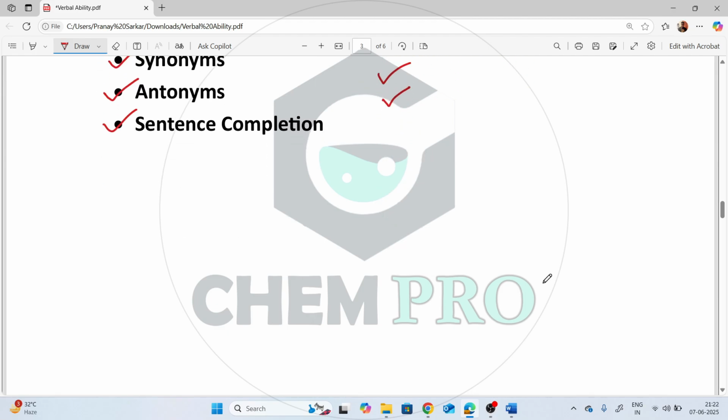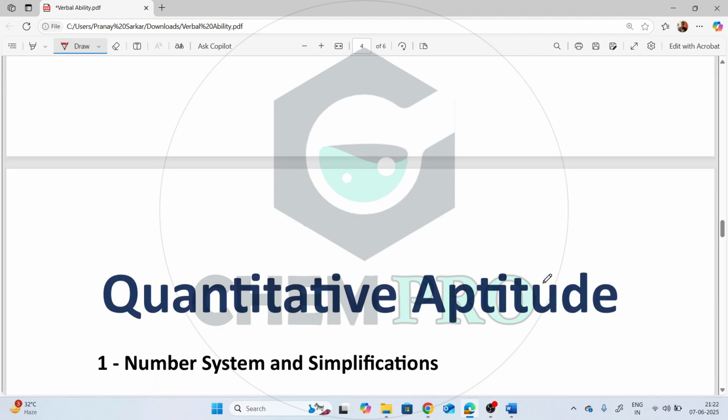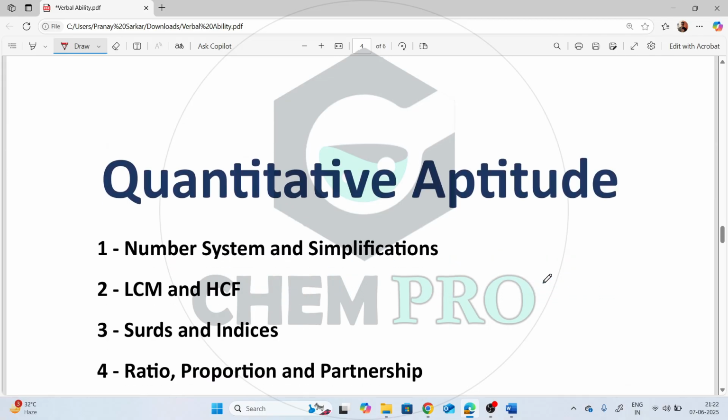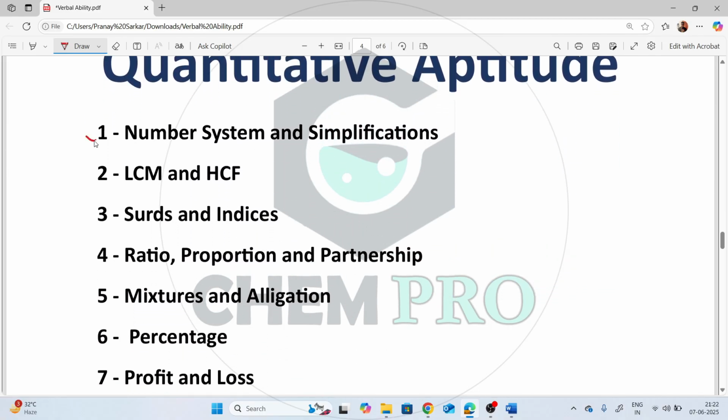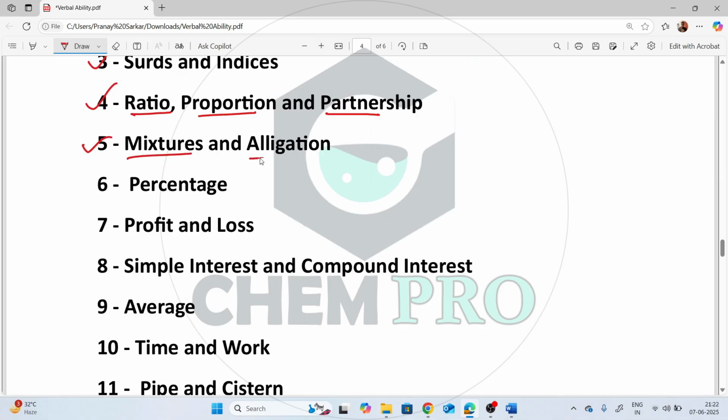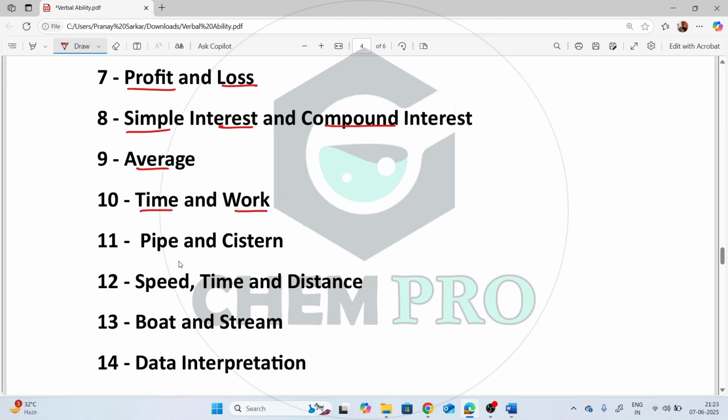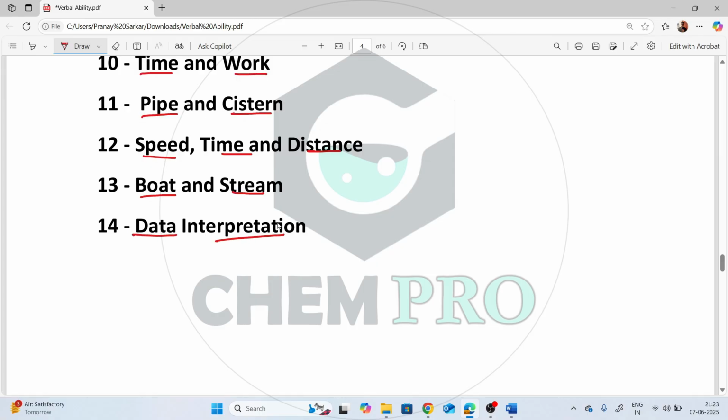Now, next we have quantitative aptitude, where accuracy and speed matter the most. The topics include, first, number system and simplifications, LCM and HCF, third, surds and indices, fourth, ratio, proportion and partnership, fifth, mixtures and allegation, percentage, profit and loss, simple interest and compound interest, average, time and work, pipe and cistern, speed, time and distance, boat and stream, and last, data interpretation.